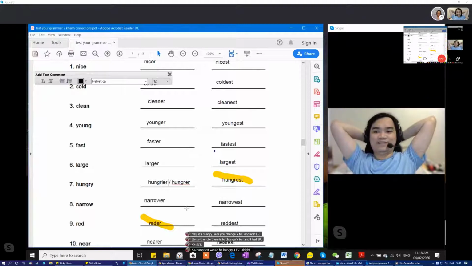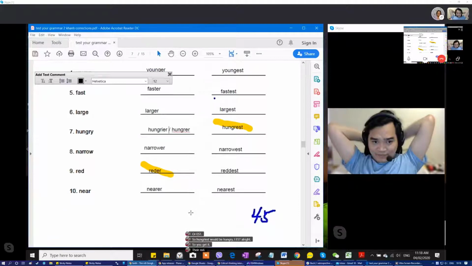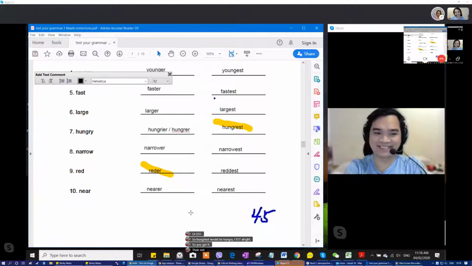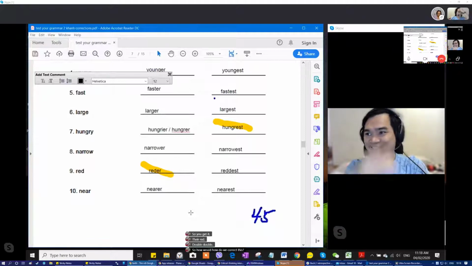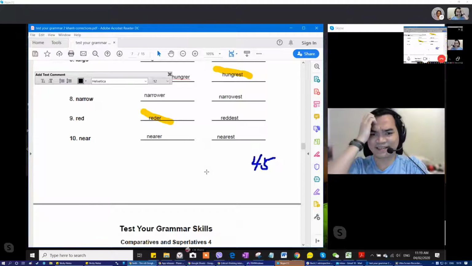All right. Red. This is weird to me. Double. So how do we correct this? Double D, then red, redder and reddest. Okay, there you go. Nearer, nearest. We're okay with this one.